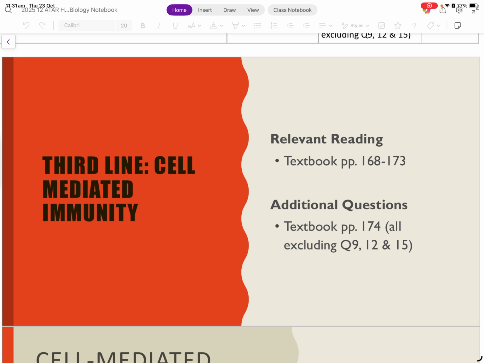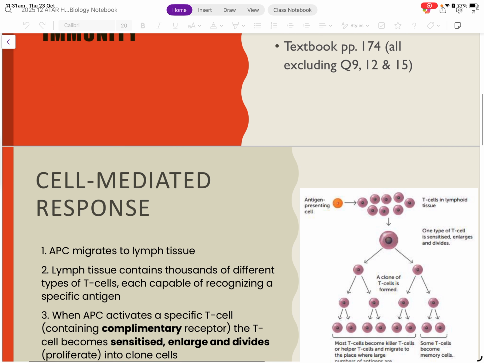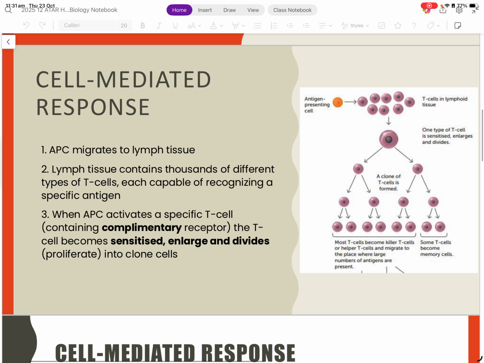So this particular lesson follows on directly from another lesson, which is the third line of immunity, focusing on the humoral response. Now the distinction here is we're now going to focus on the action of T cells. We're going to be looking at the cell-mediated response. So to recap, the cell-mediated response is very, very similar to the humoral response in a lot of ways.